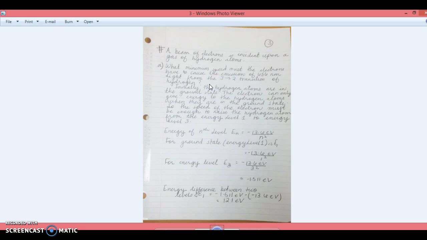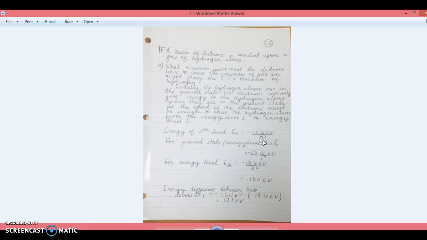As we know, initially atoms are in the ground state. The electron can only give energy to the hydrogen atoms when they are in the ground state. So the speed of the electron must be enough to raise the hydrogen atom from energy level 1 to level 3. We know the energy of the nth level in a hydrogen atom equals negative 13.6 electron volts over n squared, where n is the state.